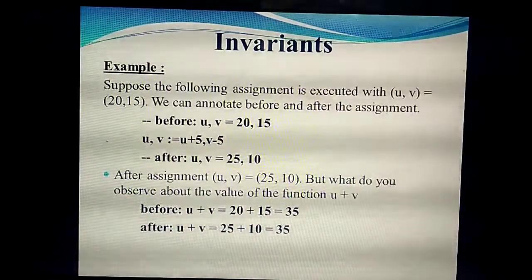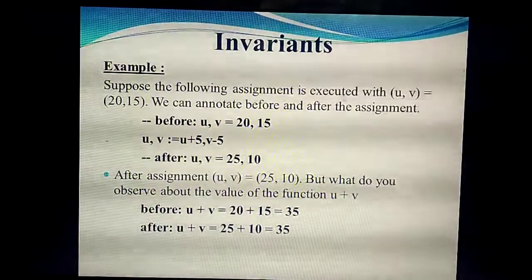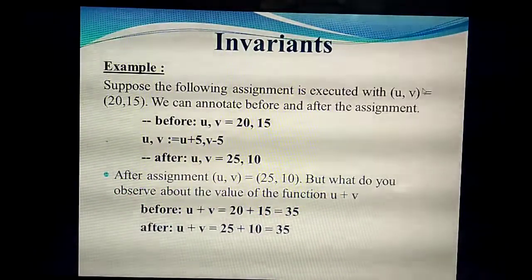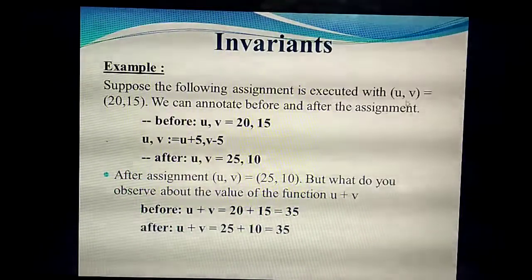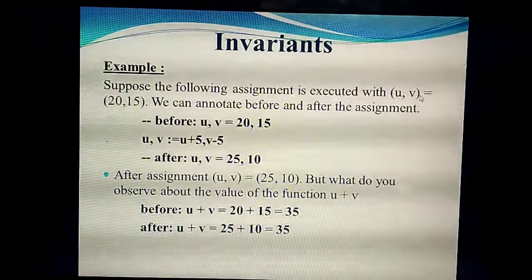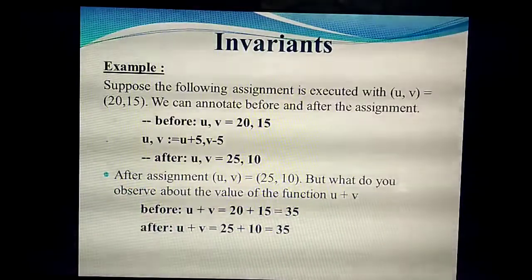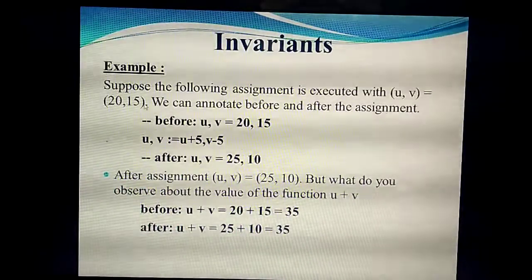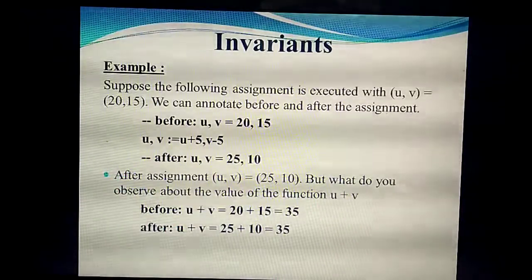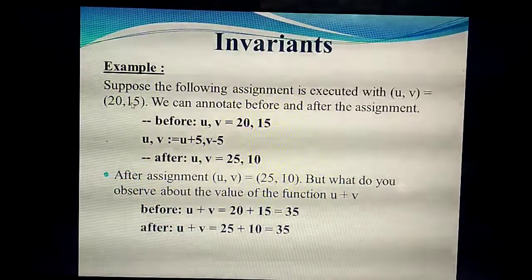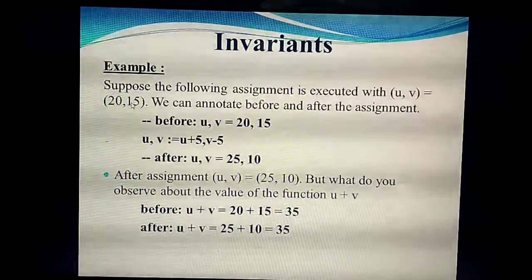Suppose the following assignment is executed with u comma v. How many variables have they taken for this problem? 2 variables. What are they? u and v. What's the value of u? They have given 20 comma 15. So the value of u now is 20, and the value of v now is 15.